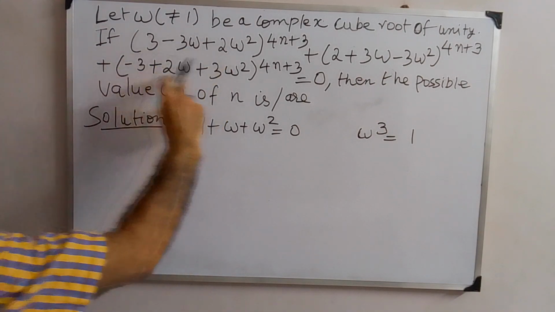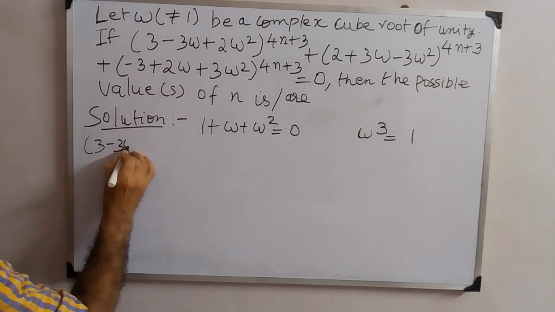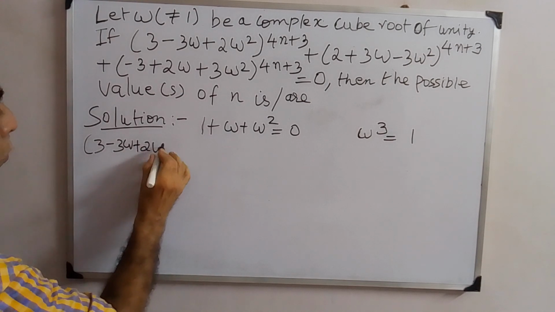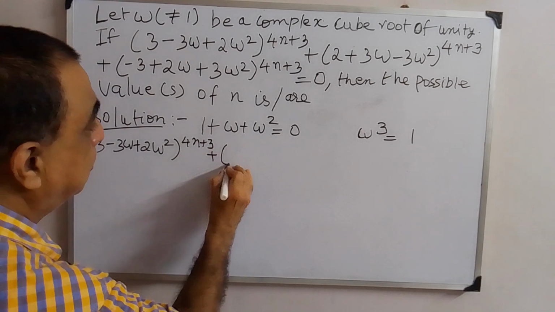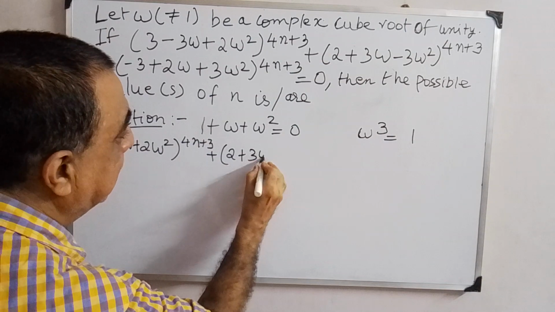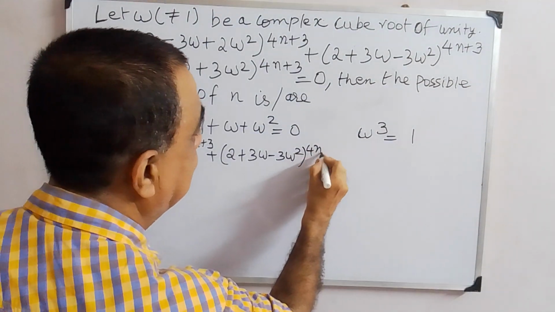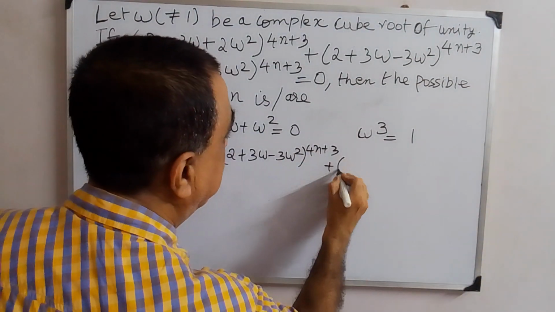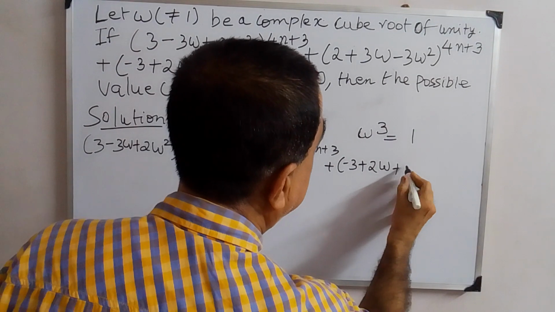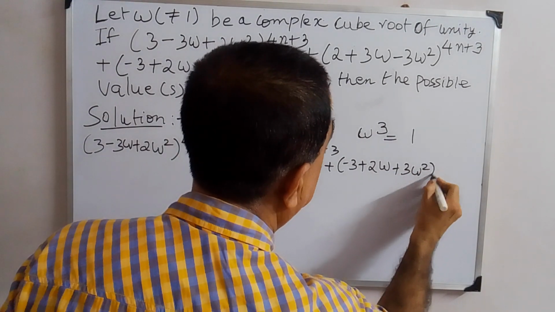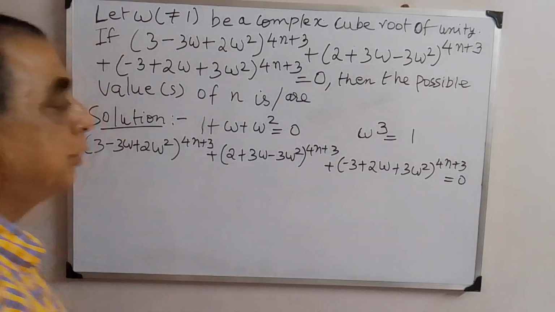Now we are starting from this equation. This equation is like this: (3 - 3 omega + 2 omega squared) to the power 4n+3, plus (2 + 3 omega - 3 omega squared) to the power 4n+3, plus (-3 + 2 omega + 3 omega squared) to the power 4n+3 equals 0.